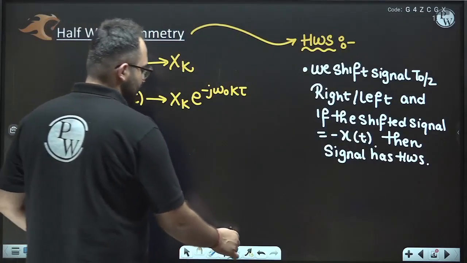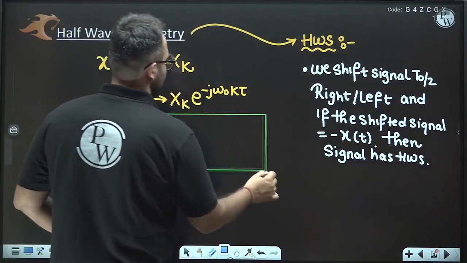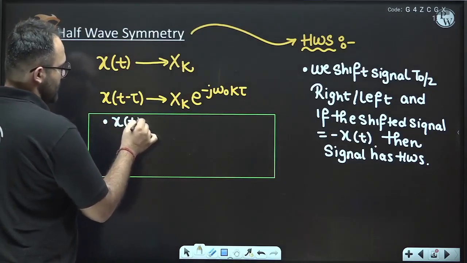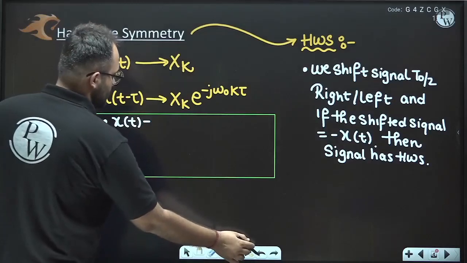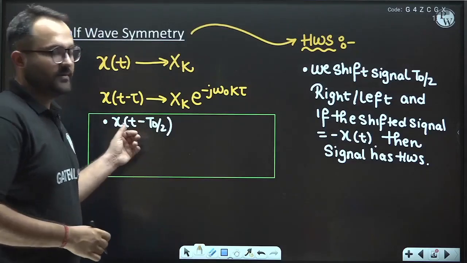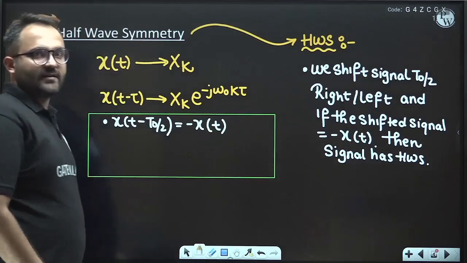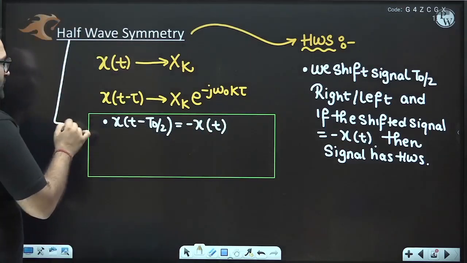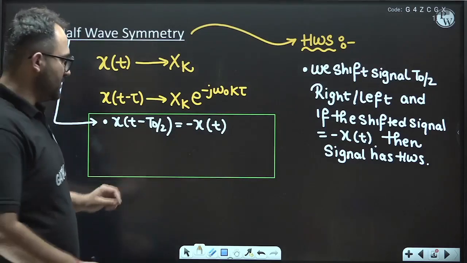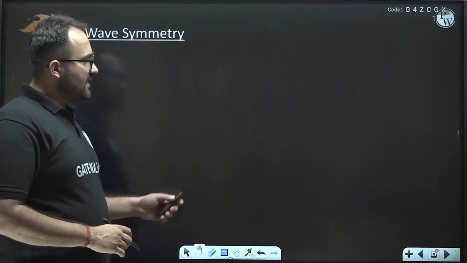So equation wise, if x(t minus T naught by 2), that is we have shifted the signal by half time period, is equal to minus times of x(t), then the signal has half wave symmetry. This is the condition for half wave symmetry. Now, what is the importance of half wave symmetry? That I am going to explain right now. First of all, let us see some examples on this slide.